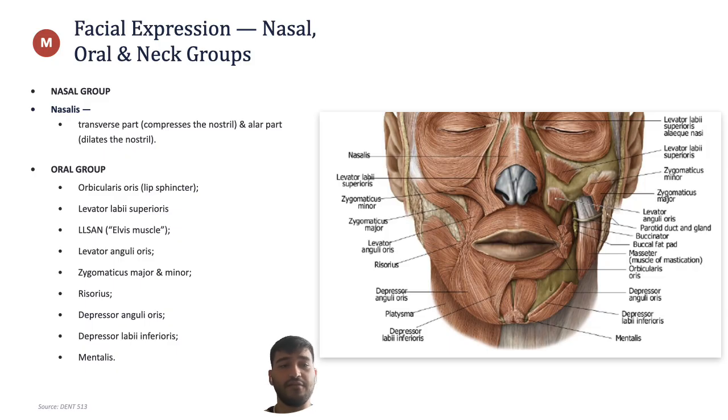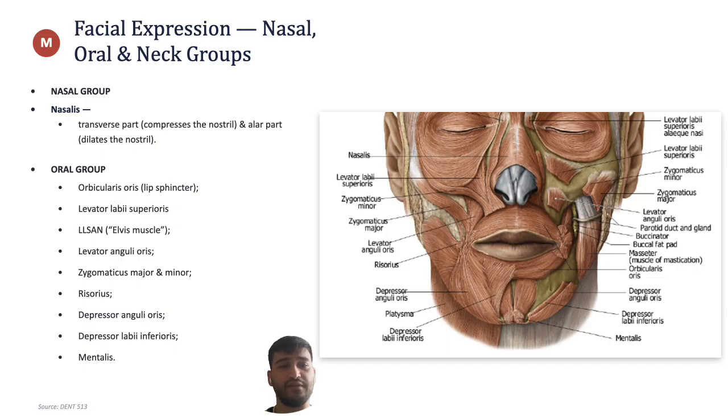And then there are a lot of muscles in the oral group that we're going to be talking about as well. You have the orbicularis oris, which is like the circular part we had for the eye; we also have a circular part for the mouth. It also has two parts, but I wouldn't really worry too much about them. I don't know what they even call them, to be honest with you.